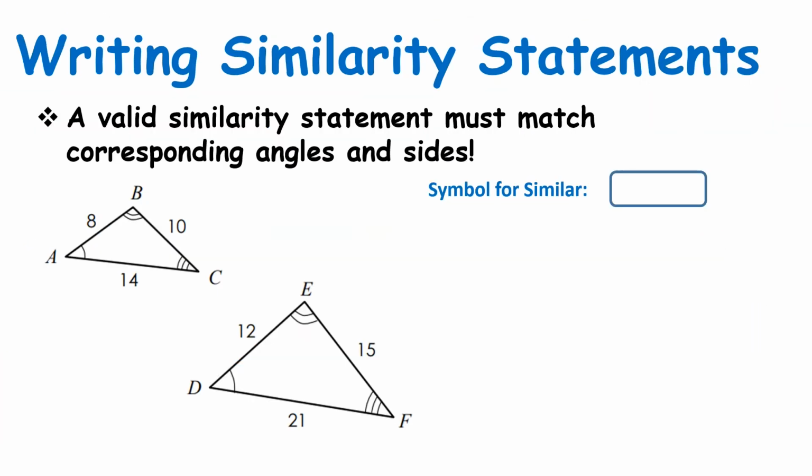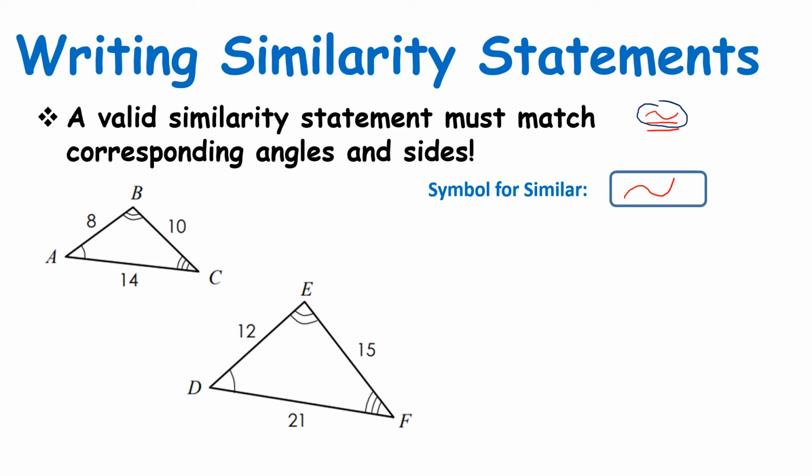Let's take a look at writing similarity statements. A valid similarity statement must match corresponding angles and sides, meaning they have to be in the same position. The symbol for similar is just a squiggly line like this. You could say it's the top of a congruent sign. This is a congruent sign right here, and that little squiggly line we put at the top of a congruent symbol is the symbol for similar.